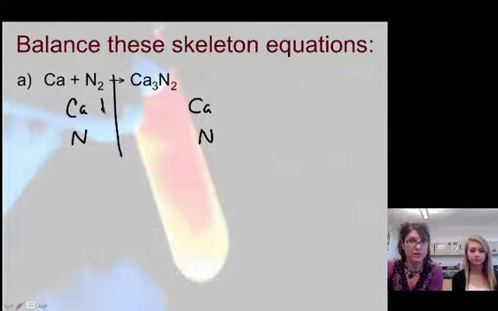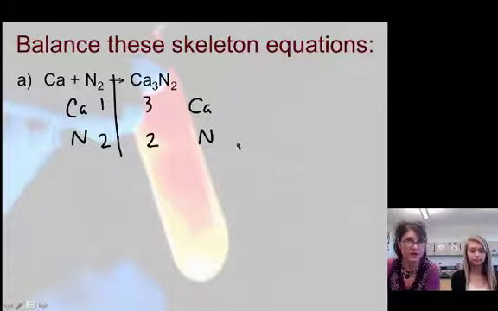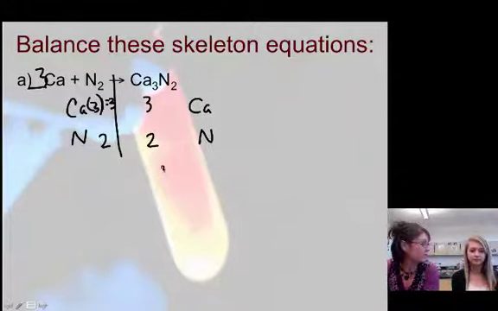So on the left I have 1 calcium and 2 nitrogens. You want to do the right side? On the right side, there's 3 calciums and 2 nitrogens. Okay, well nitrogen is all good to go. It's the calcium that's the problem. So what should we multiply 1 by so that it's equal to 3? 3. Okay, we're done. That was easy.